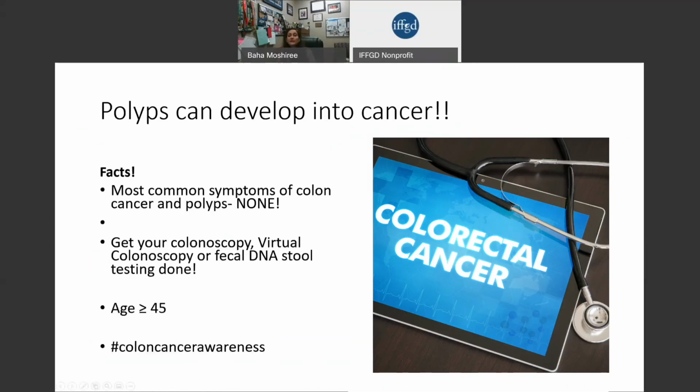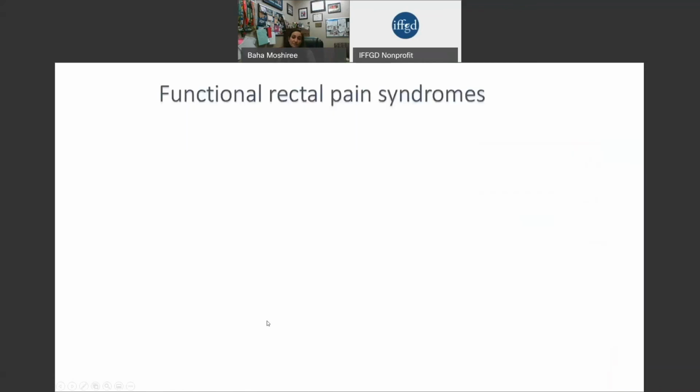So then there's polyps, right? Of course, this is not a talk on colon cancer screening, but it's really important to get some kind of colon cancer screening, whether it's a colonoscopy, virtual CT colonoscopy, or fecal DNA testing. It's important in patients who are age 45 and up, and those who have risk factors or family history of colon cancer. April was Colon Cancer Awareness Month, just like it was IBS Awareness Month, and it is really important to be cognizant of getting screening tests done. Polyps can develop into cancer, and colonoscopies save lives.